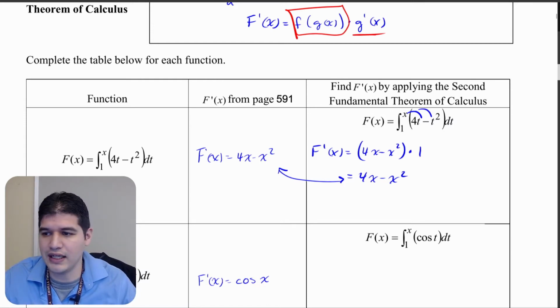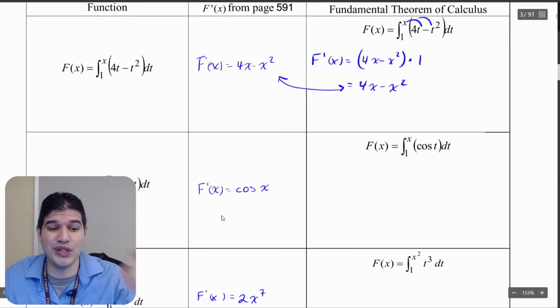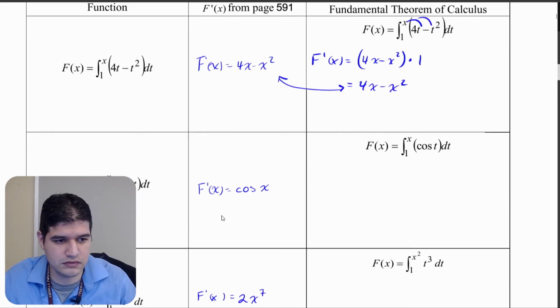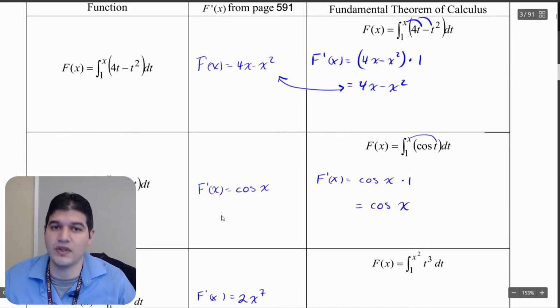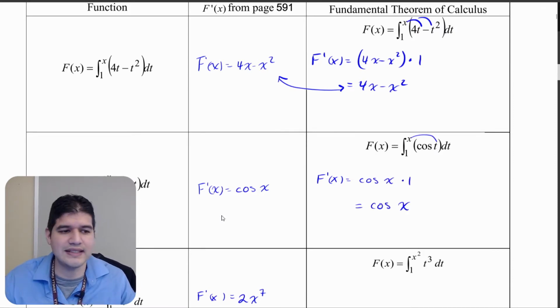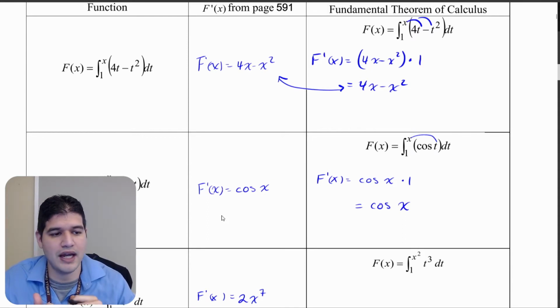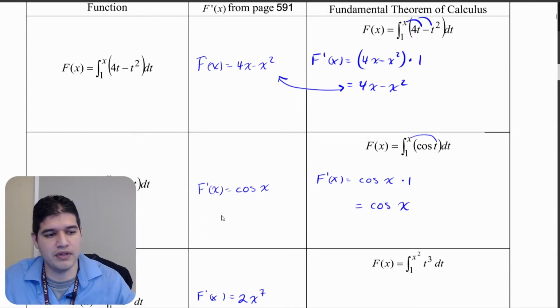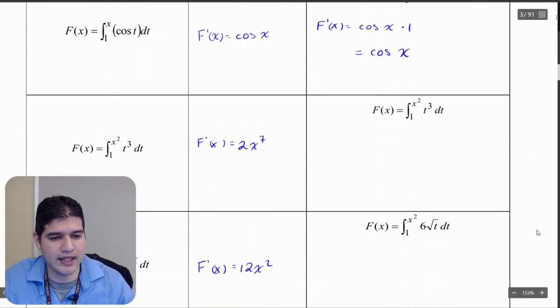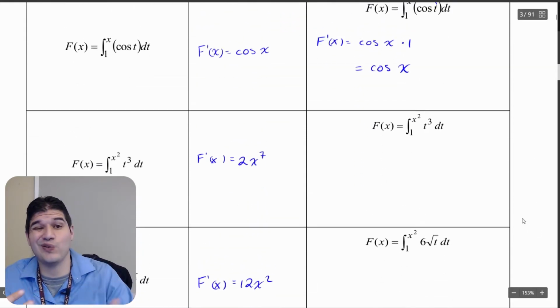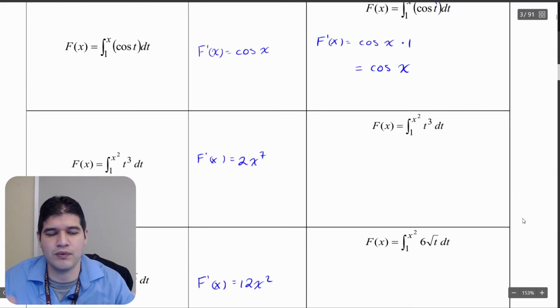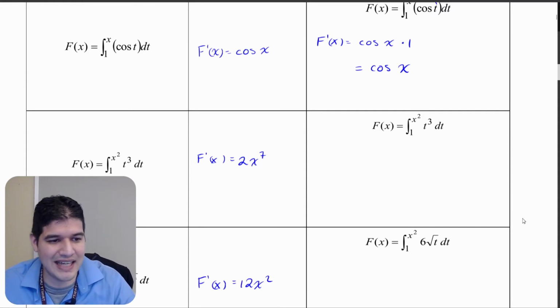Go ahead and do the second problem real quick. It's the exact same thing happening: you substitute in that upper bound and then you multiply by that derivative. Now let's see how it works when that upper bound is not something like x. What if it's x squared? We're going to go through the exact same process.